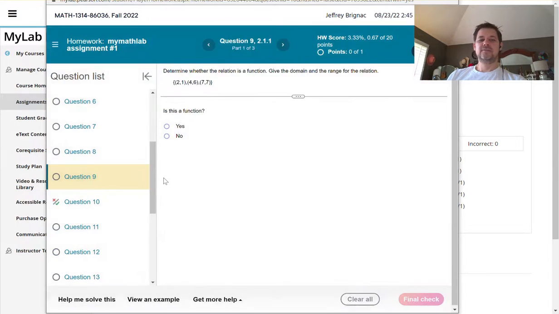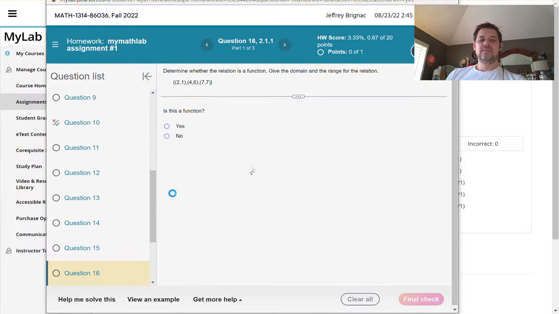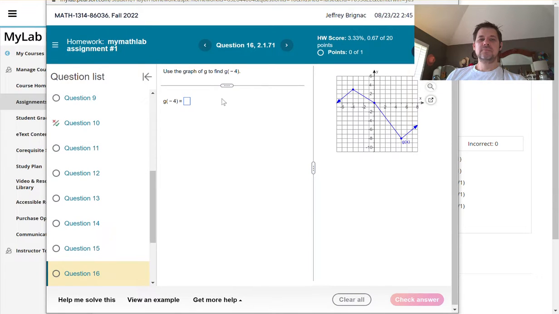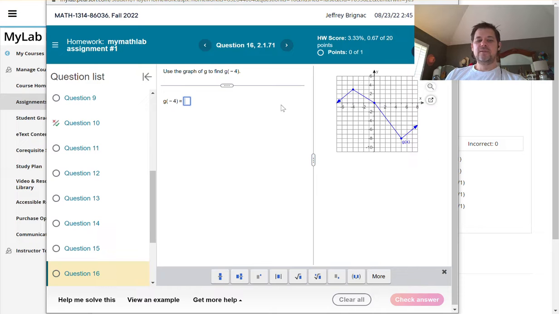Okay, so use the graph to find g of -4. That's the y coordinate when I have an x coordinate of -4. I go look at this graph and it looks like the y coordinate is 3. See that point? -4 for x takes me up to this point, which has y right there between 2 and 4. So that will be 3.